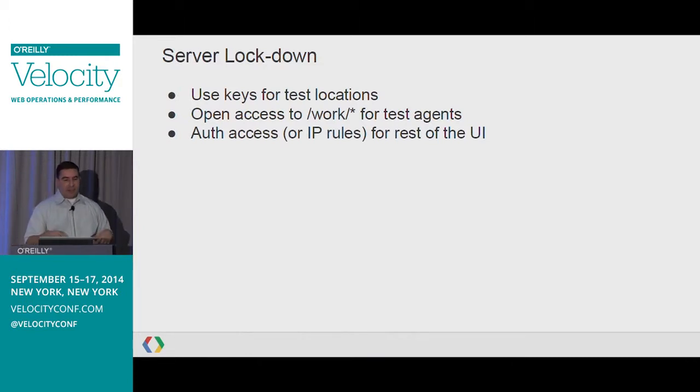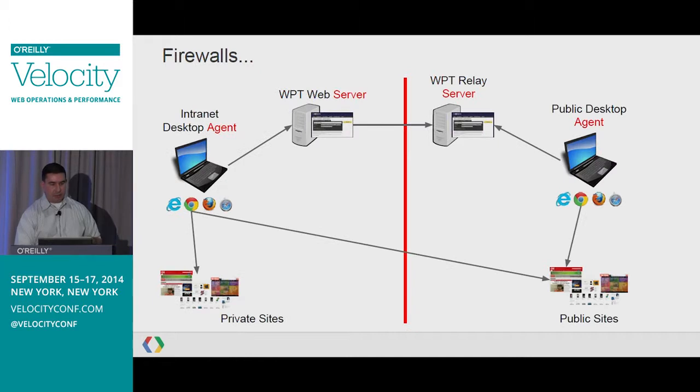You can lock the server down a little bit. Make sure you use keys for all of your test locations. The agents only need to talk to the work directory, so that's the only one you need open access to from the public internet, or at least from where the test agents are. You can either have firewall rules or auth access, like HTTP access rules, for the rest of the UI to require people to log in to see the results, if you want to run the server outside of the firewall.